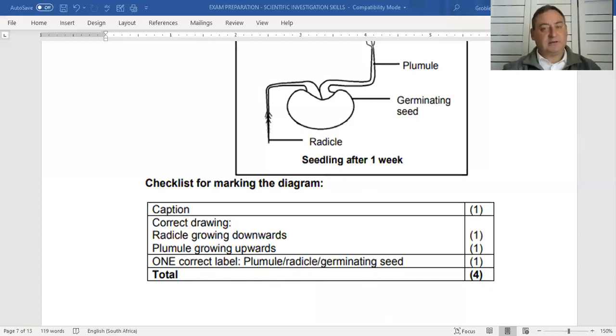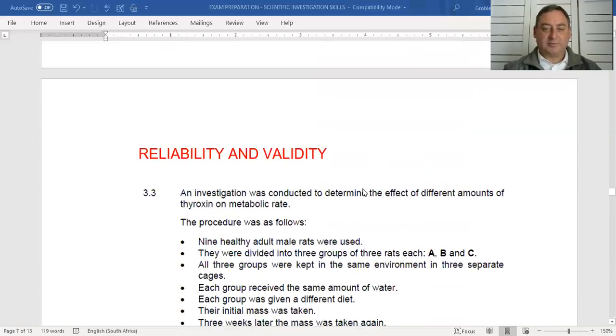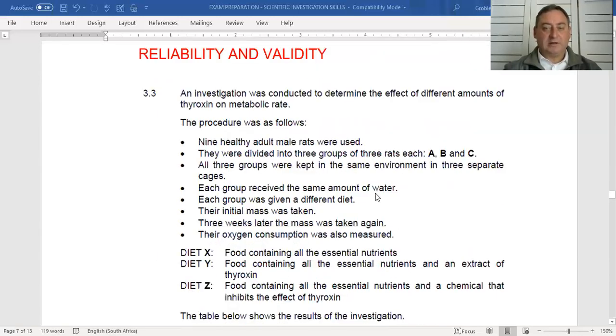So you can see that you can score marks at the end of the year. There's no problem for you. Something that's normally tested is a very important aspect of any scientific investigation. I must ask myself as a researcher, a scientist, is my investigation reliable and is it valid?